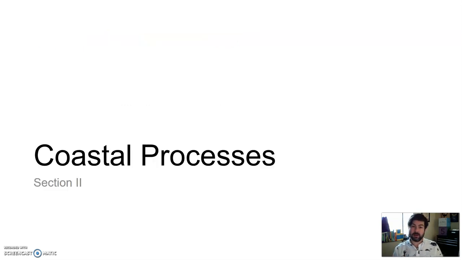Anywho, let's pause there, and when we come back, we'll talk about some of these processes that drive the geology along the coasts. We'll see you back here in just a second.